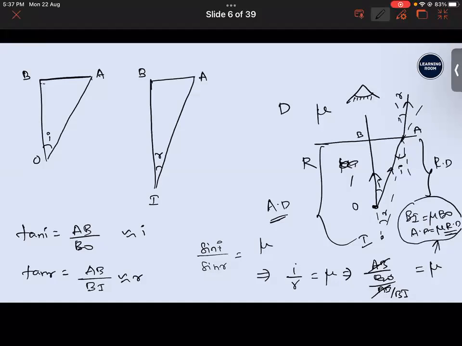Generally the object is always placed in the denser medium and your eye is in the rarer medium. So apparent depth in that scenario would be real depth divided by mu. Whereas if the scenario is reversed, apparent depth will be equal to mu times real depth. Having this concept in mind, I move on to the next important part.